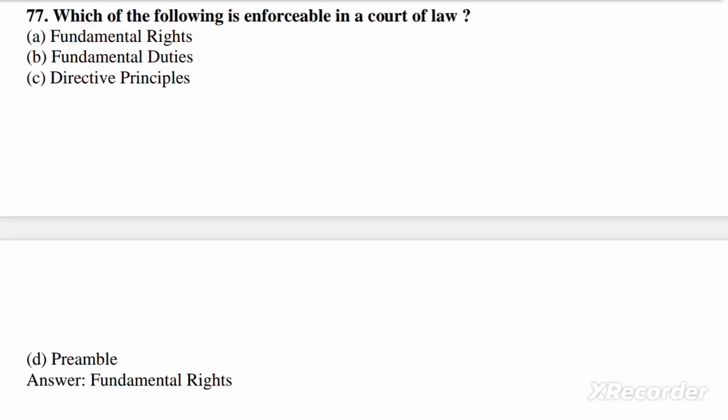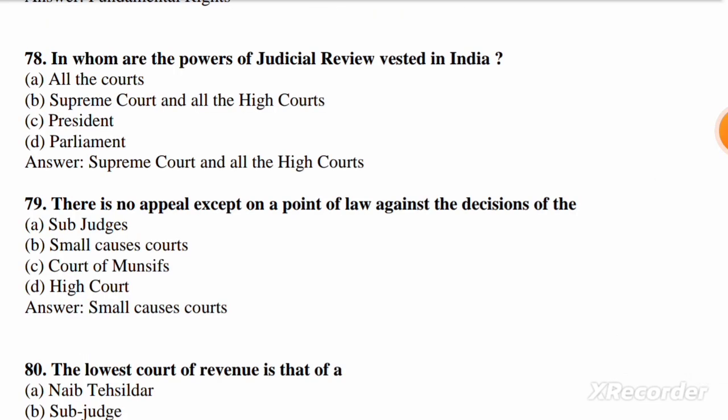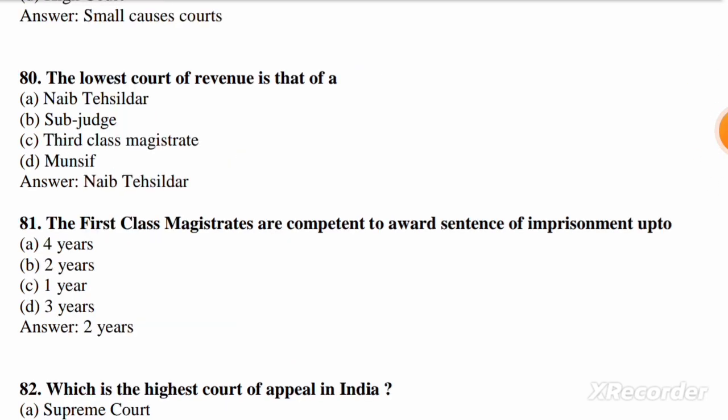78. In whom are the powers of judicial review vested in India? Answer Supreme Court and all the high courts. 79. There is no appeal except on a point of law against the decisions of the small causes courts. Option B. 80. The lowest court of revenue is that of a? Option A, naib tehsildar.